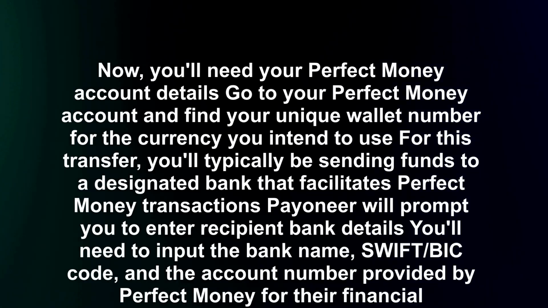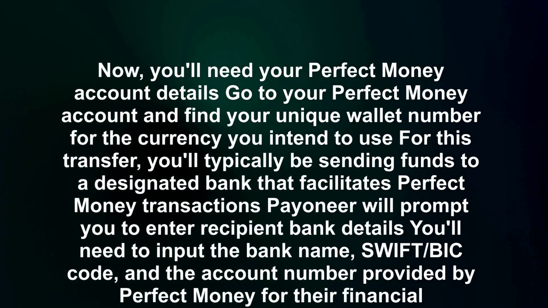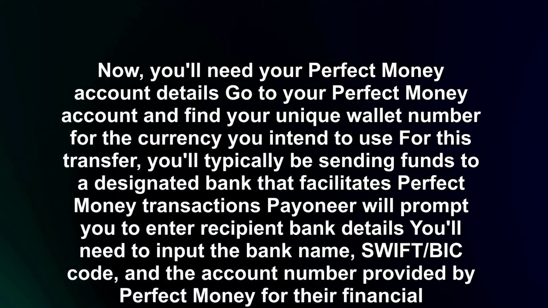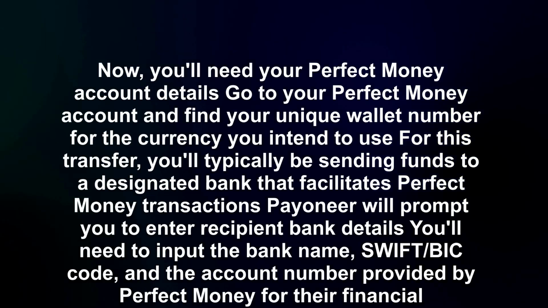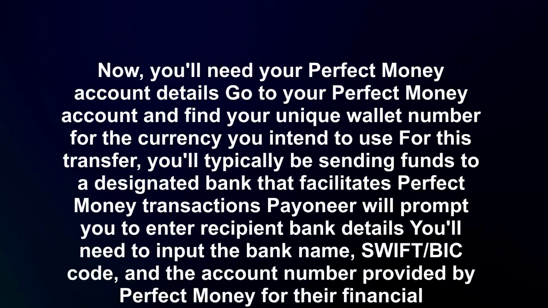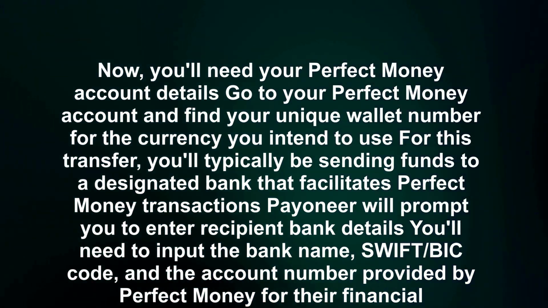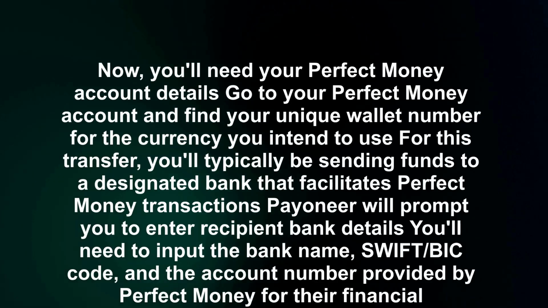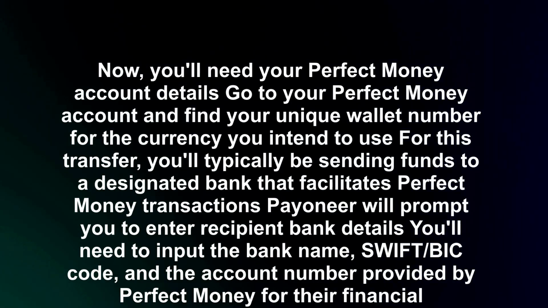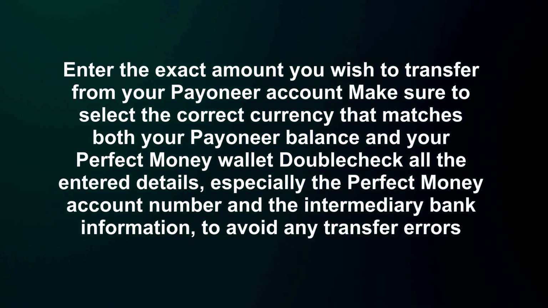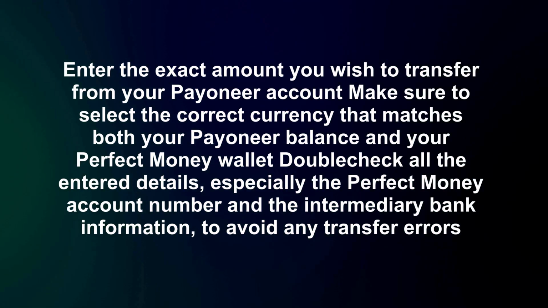Go to your Perfect Money account and find your unique wallet number for the currency you intend to use for this transfer. You'll typically be sending funds to a designated bank that facilitates Perfect Money transactions. Payoneer will prompt you to enter recipient bank details. You'll need to input the bank name, SWIFT/BIC code, and the account number provided by Perfect Money for their financial intermediaries. Enter the exact amount you wish to transfer from your Payoneer account.